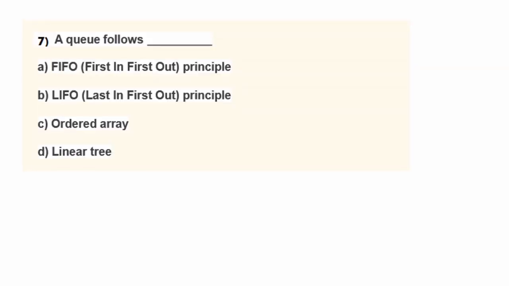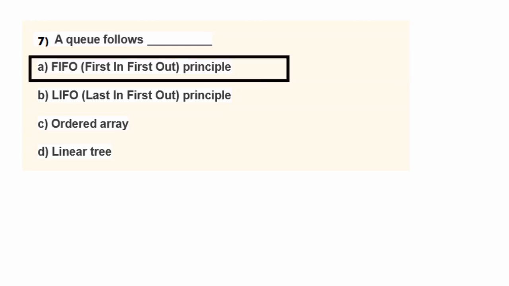So the next question is, a queue follows which principle? So we have four options. So queue is basically a linear and ordered data structure which follows the principle of first in first out. So our answer is first in first out, which is A option.